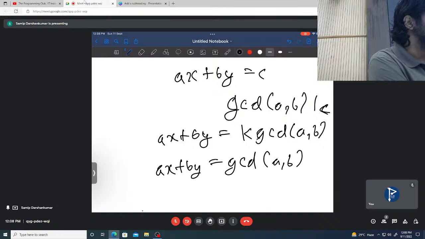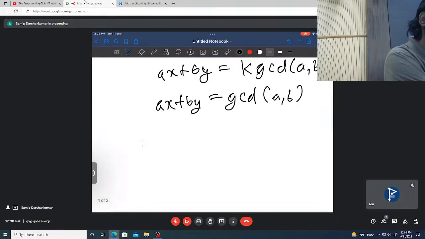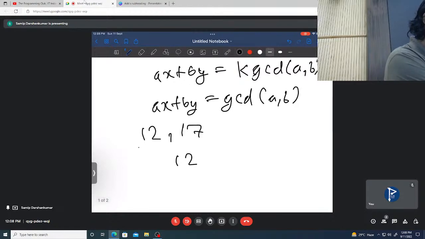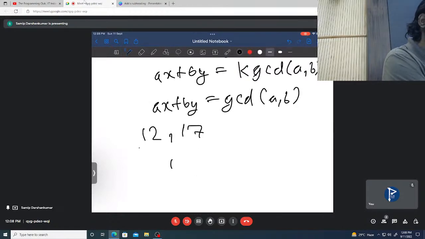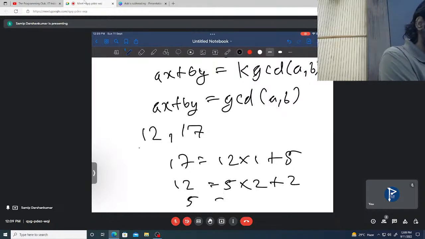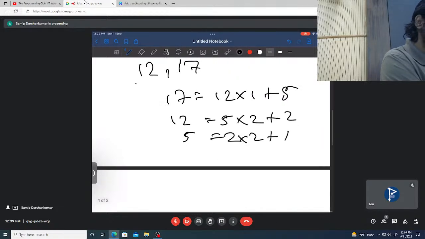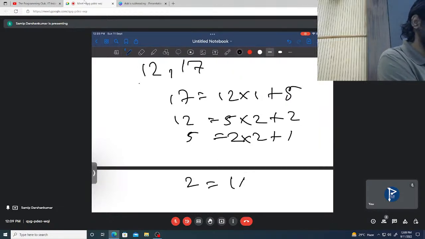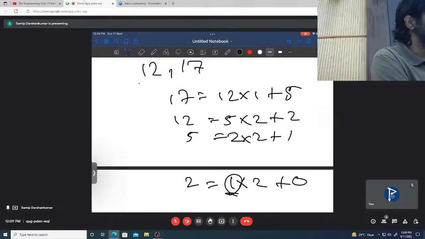We did this in 10th class, first chapter. We calculated the remainders and by long division substituted the values. For example, if I want to find the GCD of, let's say, 12 and 17, we wrote 17 is equal to 12 into 1 plus 5. Then 12 equal to 5 into 2 plus 2. Then 5 equals 2 into 2 plus 1. Then 2 is equal to 1 into 2 plus 0. So 1 is the GCD, right?